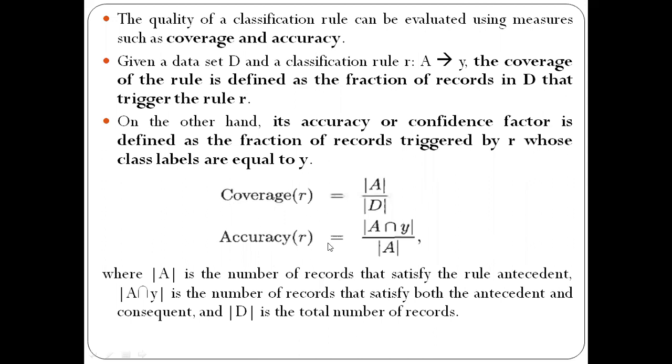And then accuracy is nothing but the fraction of records in D that cover the rule R, along with that, the class label must also match. That must be equal to Y. So this accuracy is given by mod of A intersection Y by mod of A.